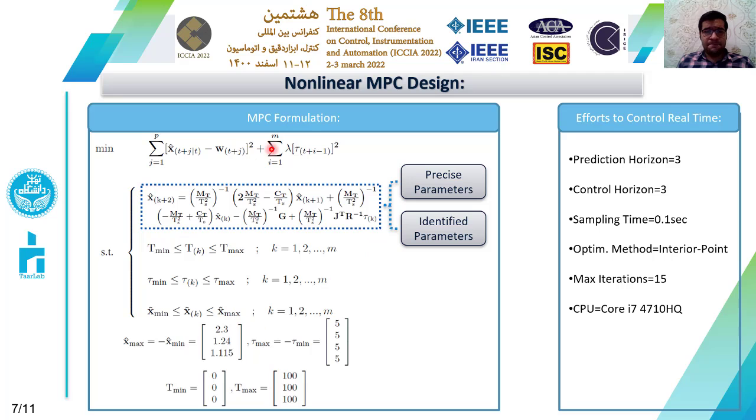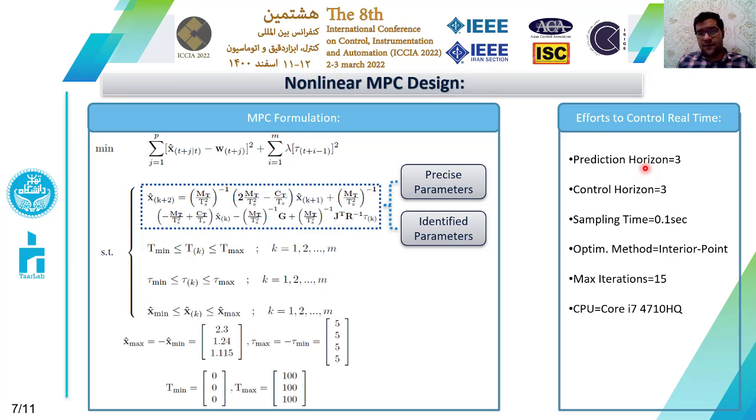We ran this algorithm in two scenarios. Once when the precise parameters were utilized in the model of the MPC, and once when the identified parameters were utilized in the controller. And we made many efforts to do this computation, to solve this optimization problem in real time. And these efforts include assigning the value of 3 to both the prediction and control horizons.